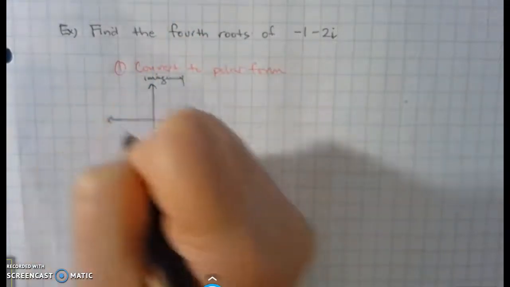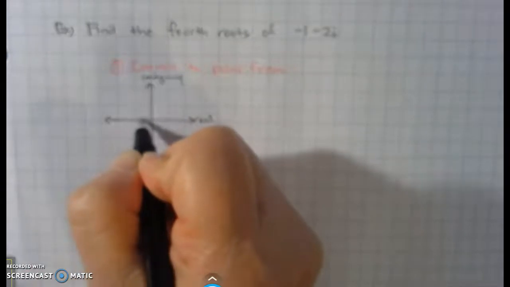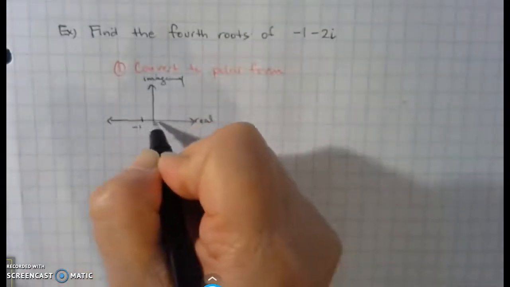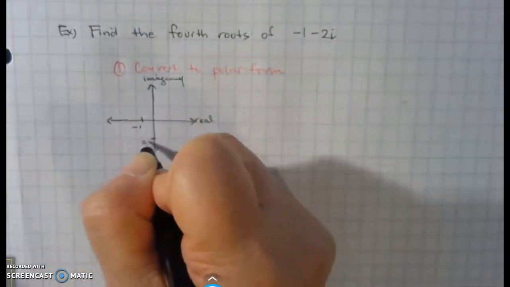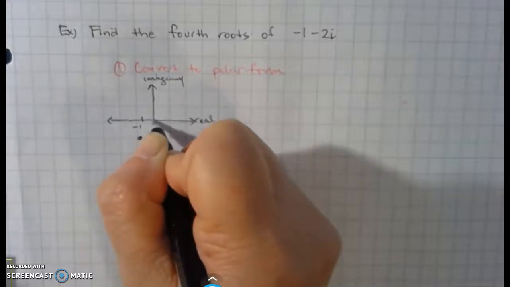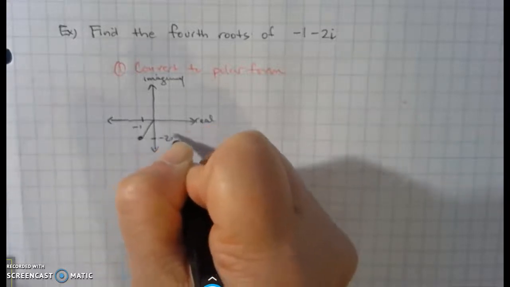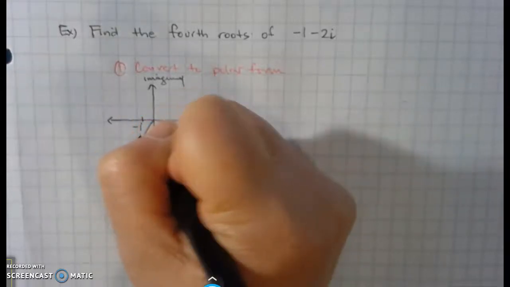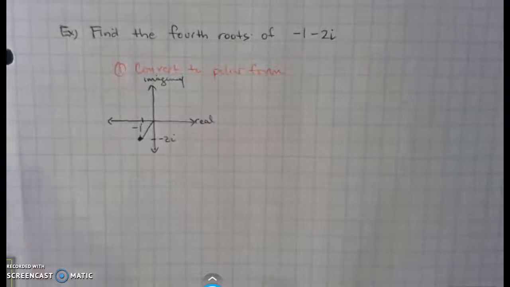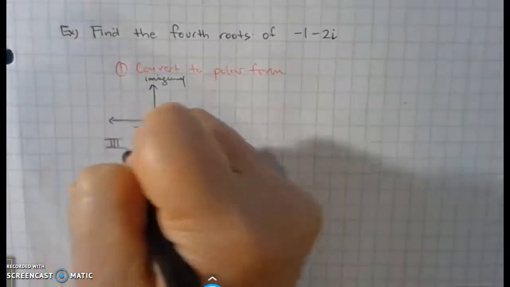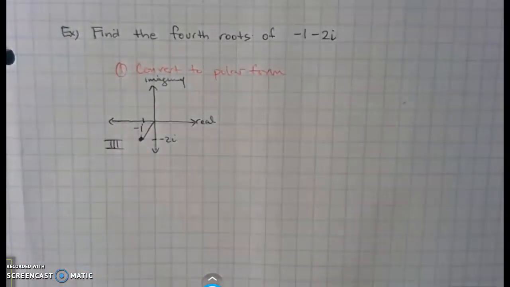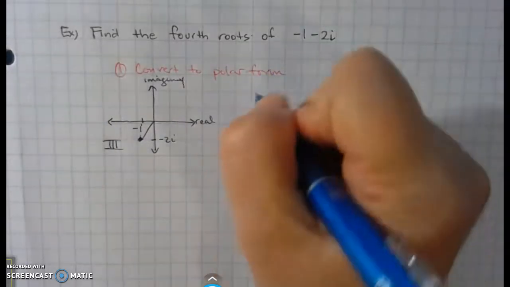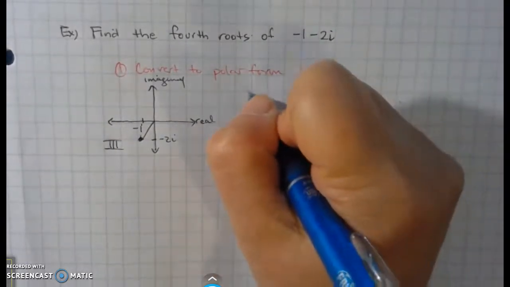And -1, the real part is going to be somewhere like here. -2i is going to be maybe -2i here. Okay, so we're dealing with the third quadrant. Now, in order to convert it into polar form, we need to find the modulus or the radius.